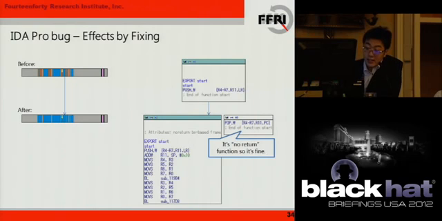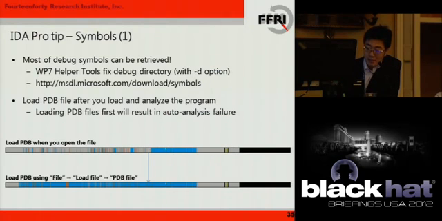There's more. You use symbol files to analyze Windows NT. So how about symbols in Windows Phone? Well, I found a debug directory in here, and interestingly, it's simple. You can actually retrieve PDB files from the well-known Microsoft symbol server. The P7 helper tools have an option to fix the debug directory and load the PDB file. That's all.